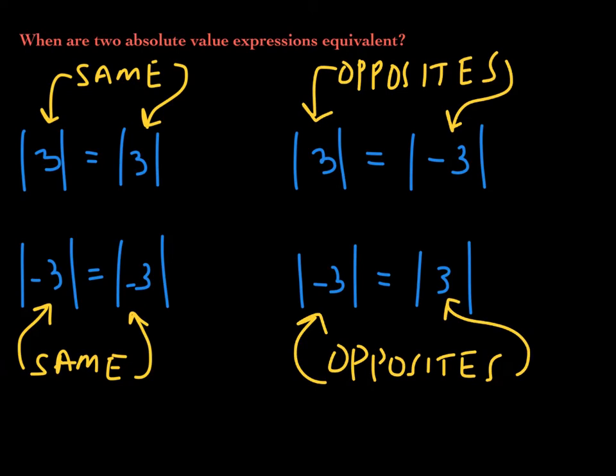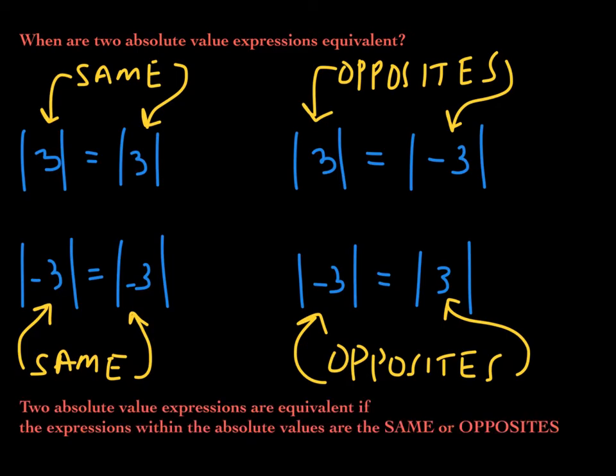So let's get back to our question. When are two absolute value expressions equivalent? The answer? Two absolute value expressions are equivalent if the expressions within the absolute value bars are either the same or they are opposite each other.